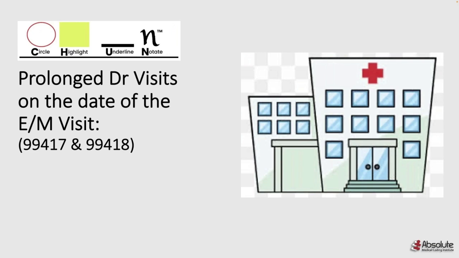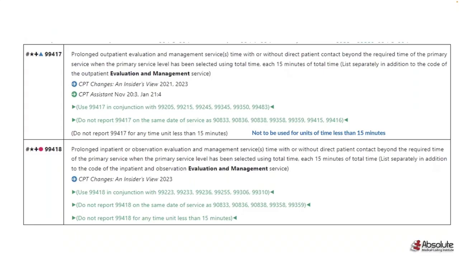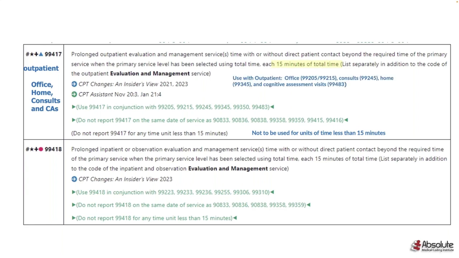Now it's time to go ahead and chunk the prolonged doctor visit codes. Okay, doctor or other outpatient or office visits codes. 99417 is used for outpatient, office, home consults, and cognitive assessments. And each 15 minutes of total time. And these are the code series that you can use this code with. I thought I would chunk that. And not to be used for units of time less than 15 minutes.